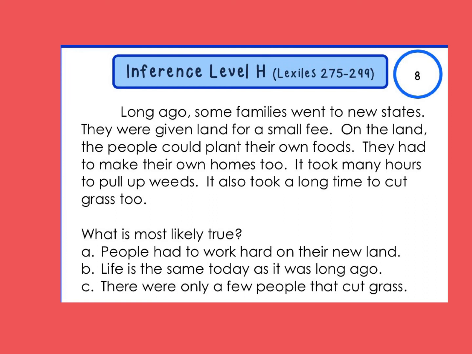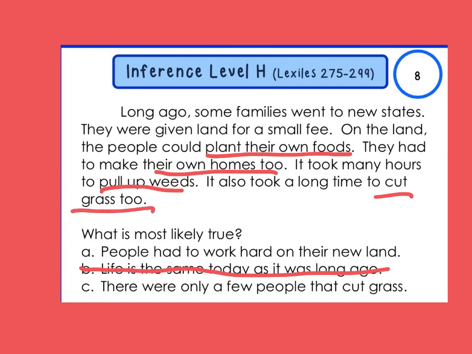Well, first of all, from my background knowledge, I already know that life is not the same as it was long ago. And let's see, they were given new land, yes, but they had to plant their own food, right? And they had to make their own homes too. And it took hours to pull weeds, and it took a long time to cut grass. Well, it does mention grass, but it never says anything about a few people cutting grass. And I know that it caused a lot of hard work and hours to make a home on new land. I remember that from Sign of the Beaver and Matt. So the inference I'm going to make is people had to work very hard on their new land.